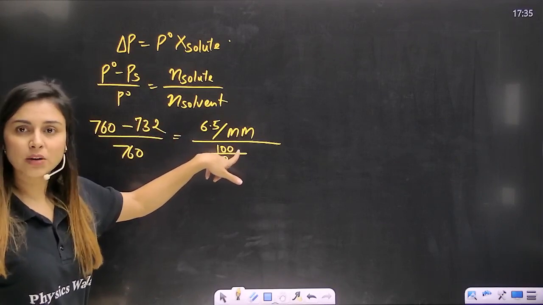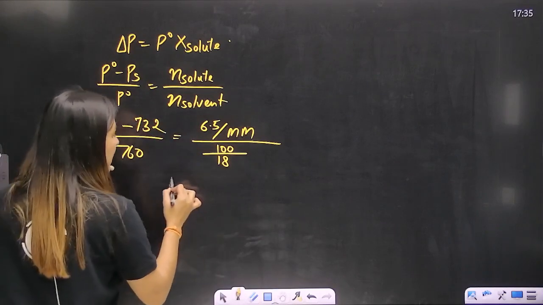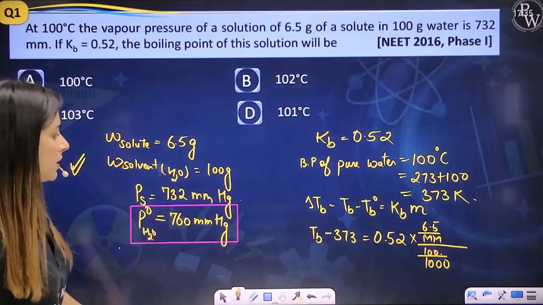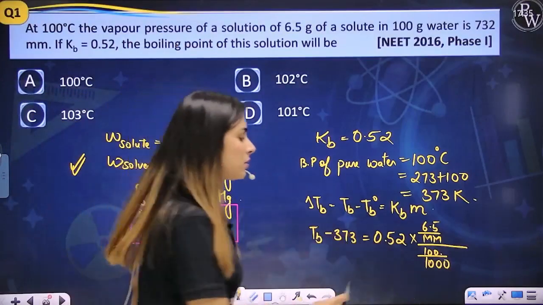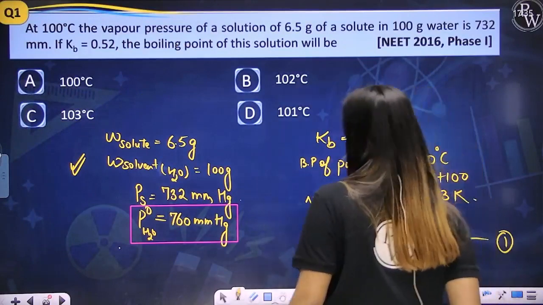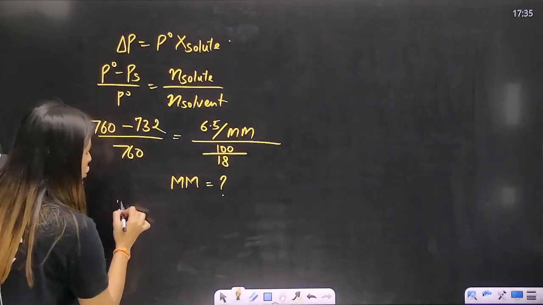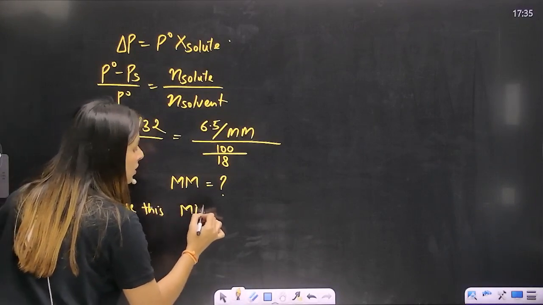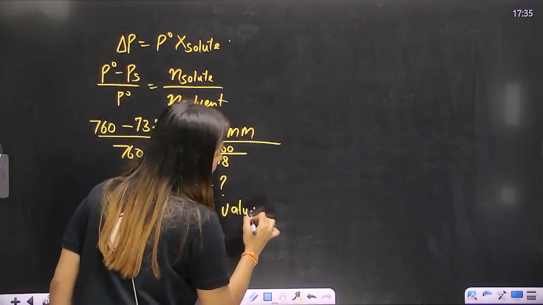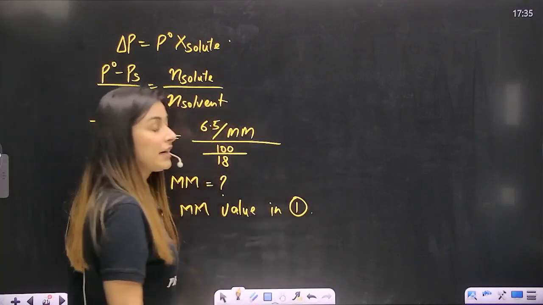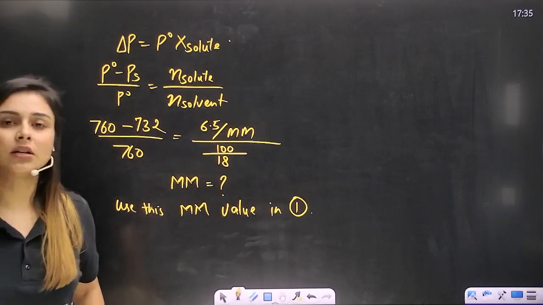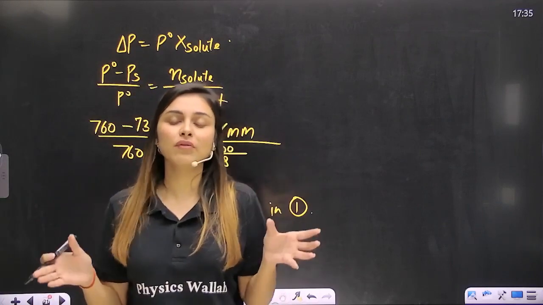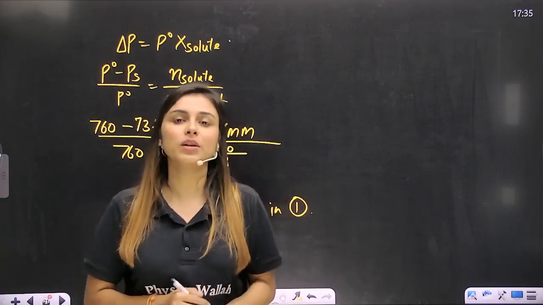I hope you can calculate molar mass. Yes, calculate the molar mass here and use this in this particular expression. Let us say this is your first equation. So you will have to use this molar mass value in 1, and you can calculate the TB value. So this is something very unique, where you have used both the expressions to calculate one particular part.